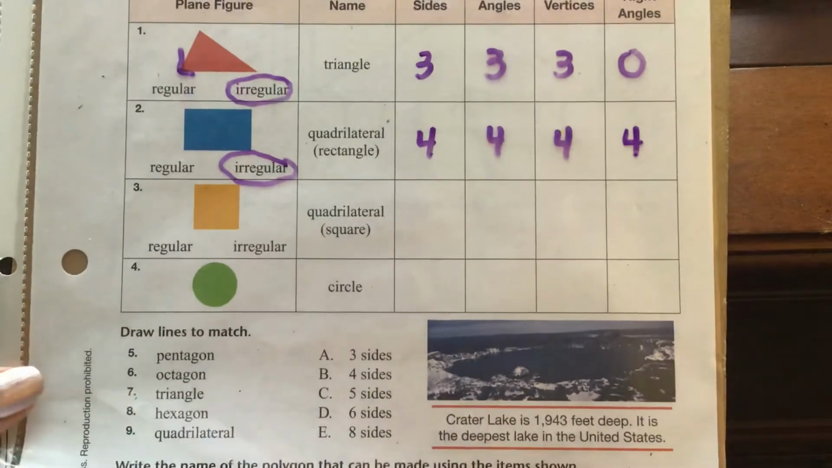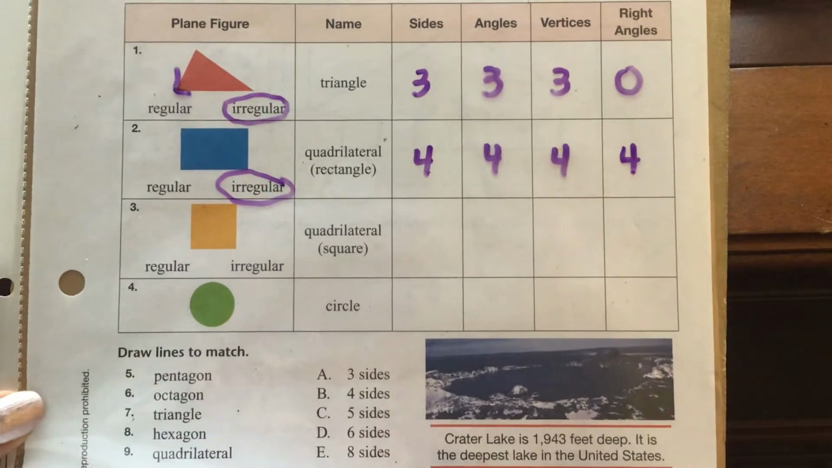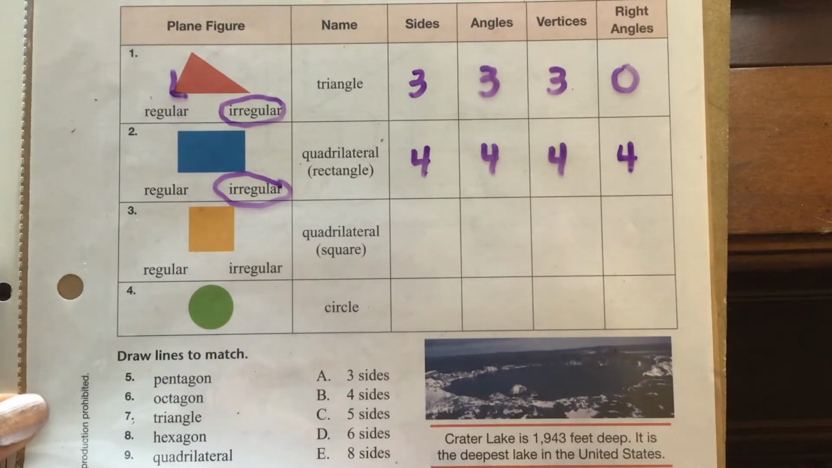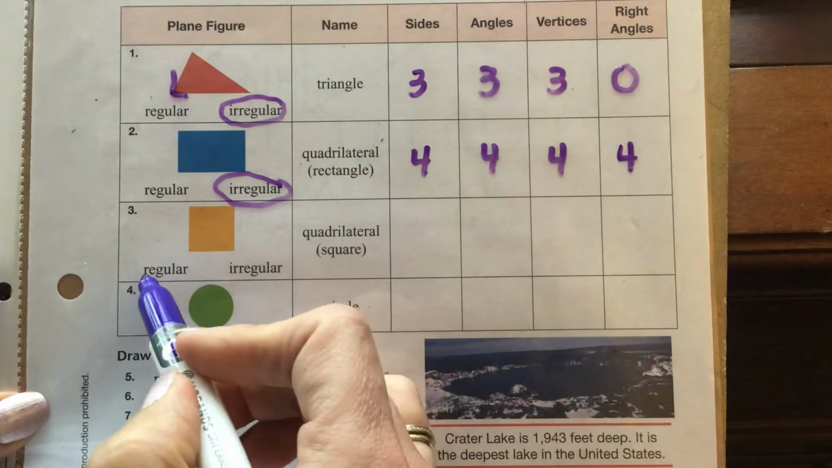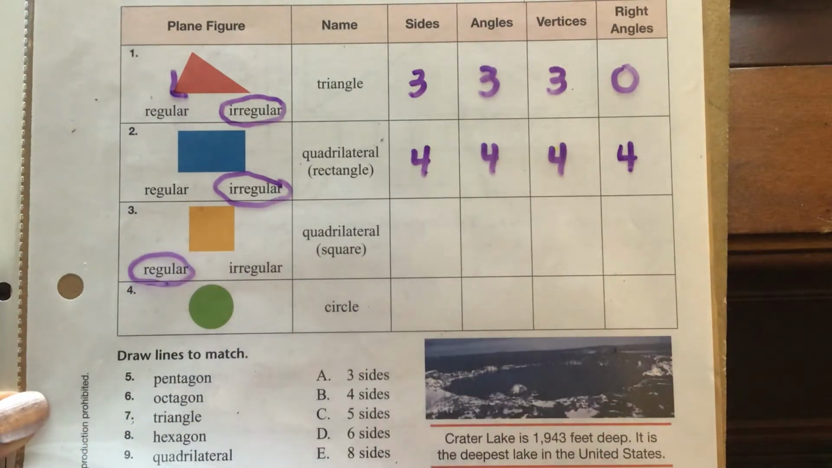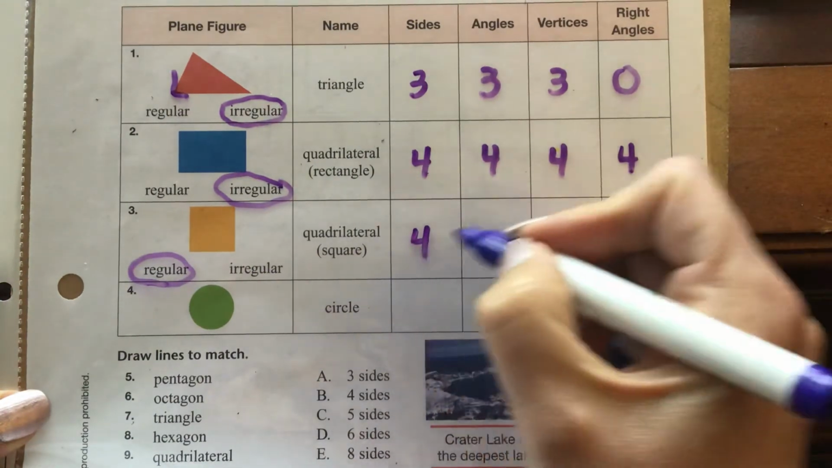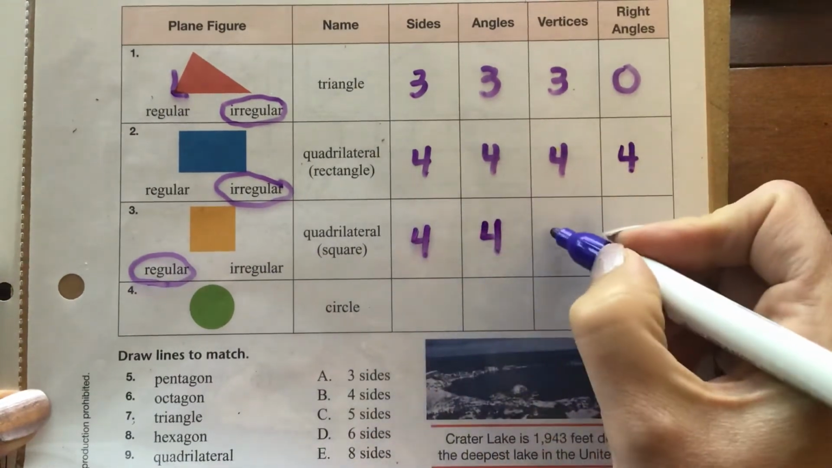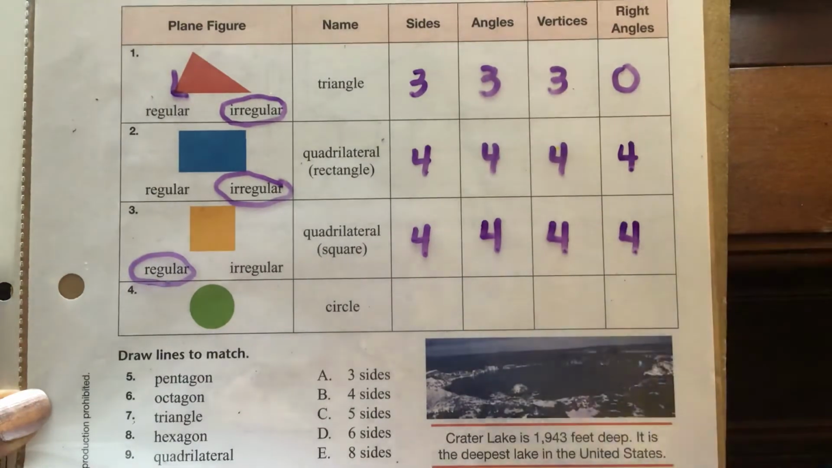Number 3, we have a square. A square is also a quadrilateral. A square is also a rectangle, but a square has all 4 sides exactly the same length. So a square is a regular shape. Again, 4 sides, 4 angles, 4 vertices, and 4 right angles.